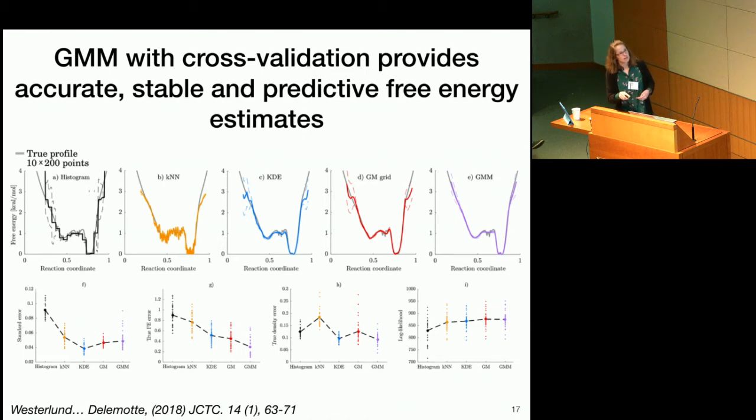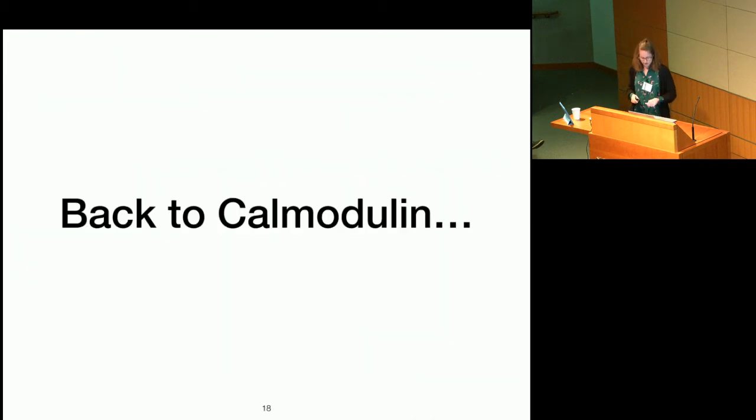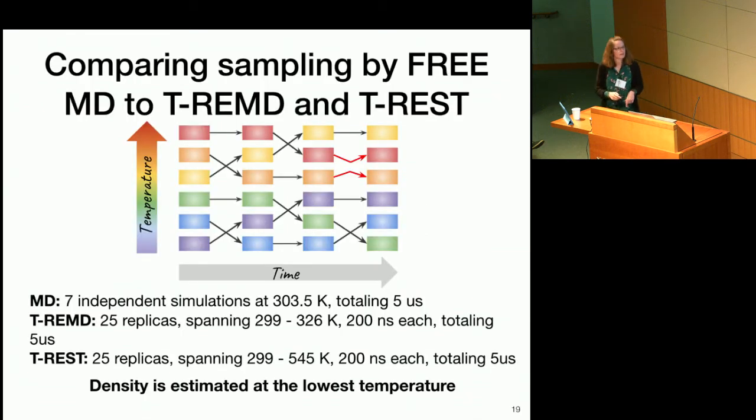You can see that these small features in the middle of the profile are never reproduced by any type of method. So you can always estimate probabilities or free energies, but remember that this will always be a model of reality. So with this method, then we can go back to Calmodulin and compare these MD to temperature replica exchange and temperature replica exchange solute tempering.